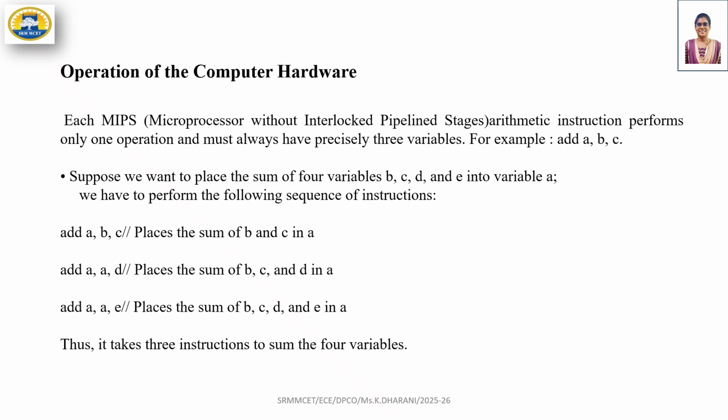First we add B and C so that we get A equal to B plus C. Then we add D to A, so here we get A equal to B plus C plus D. Then we add E, so that we get A equal to B plus C plus D plus E. So three instructions are needed to add four values. That's the thing we have to mention. It performs only one operation and must always have precisely three variables.